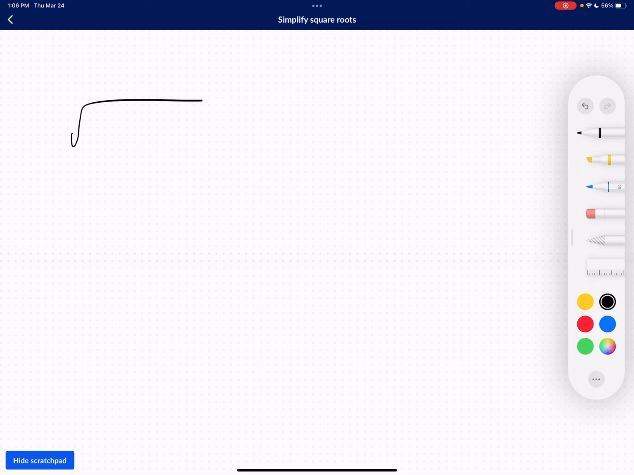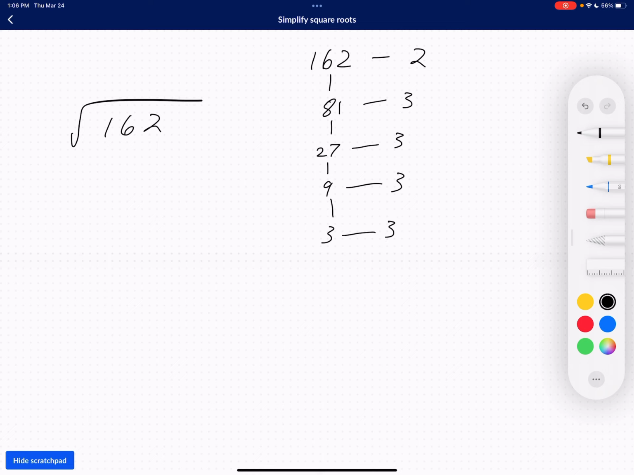maybe I want to do the square root of, so let's see. Not 81, 162. So if I take the number 162, I can pull out a 2, and I'm left with an 81. I can pull out a 3, and I'm left with a 27. I can pull out a 3, and I'm left with a 9, and I can pull out a 3, and I'm left with a 3. Bring that over. Don't forget that.